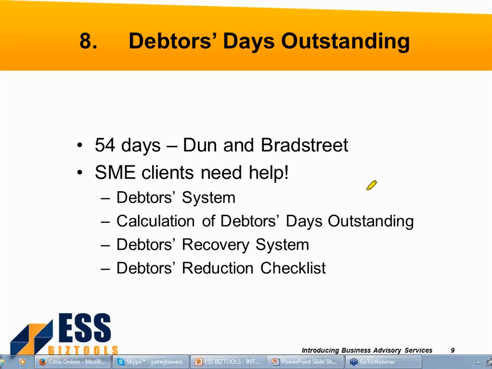Clients need assistance. How many of your clients have got a written system for their debtors? How many of them know how to calculate this magical debtors days outstanding? Do they realize that in most businesses that should only be 30 days, not 54 days? Have they got a debtors recovery system? Have they got a document such as a debtors reduction checklist, which will help them identify the key debtors that they've got to recover extra money from this week or next week?